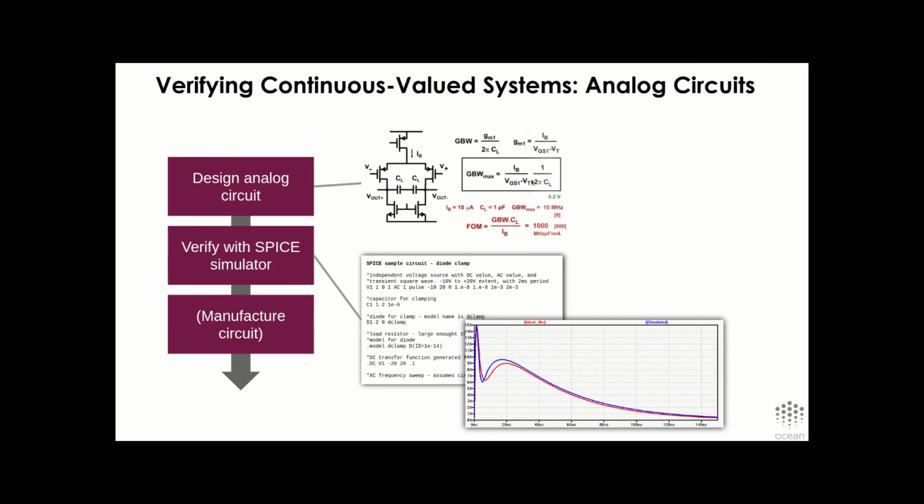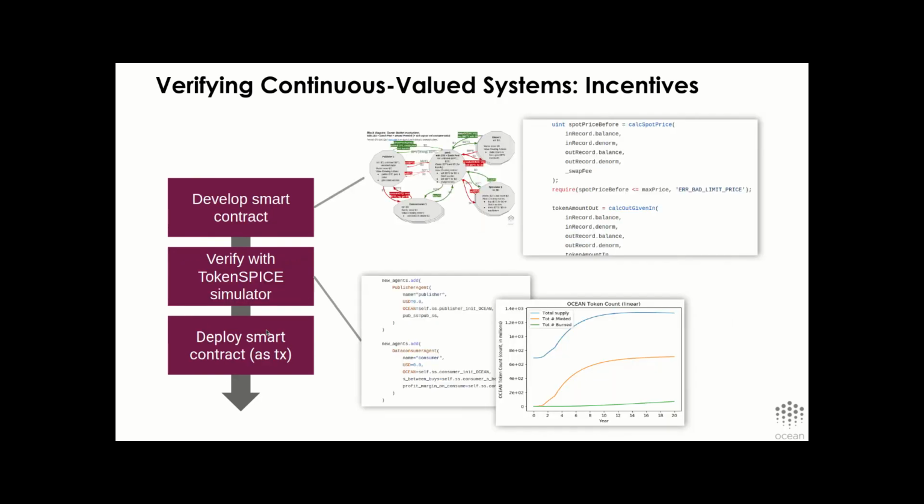And then you verify it with a SPICE simulator. So you write down your netlist, your design, in some format that the simulator understands, and then you simulate and see results in waveforms with waveform viewers. And finally, the circuit gets manufactured. So that's analog. Here's what it looks like in blockchain land with incentives.